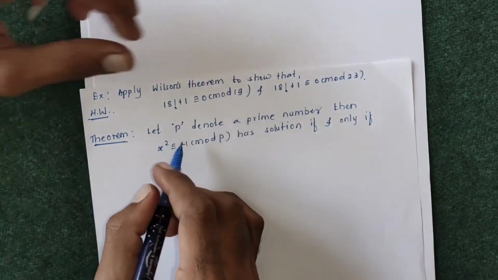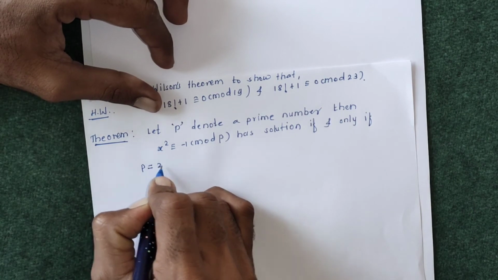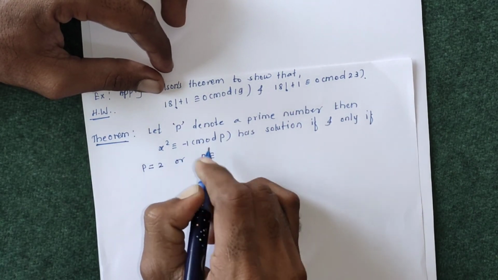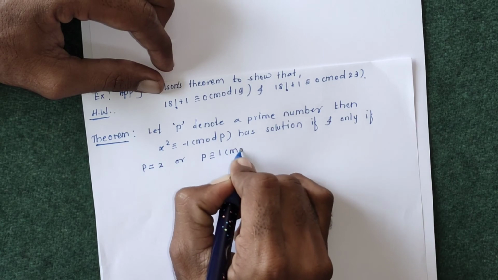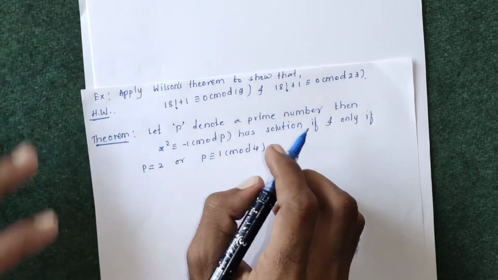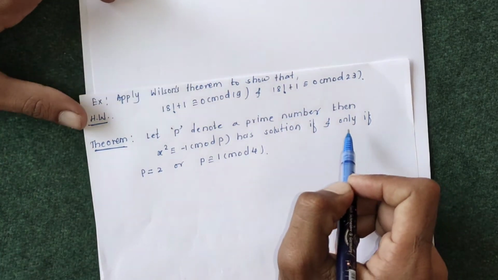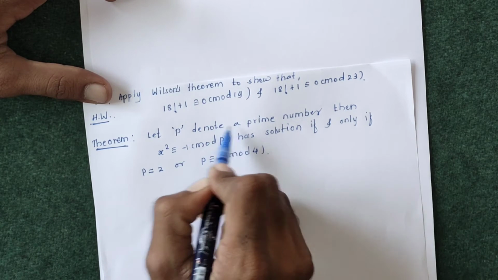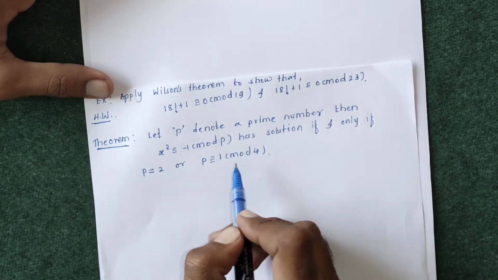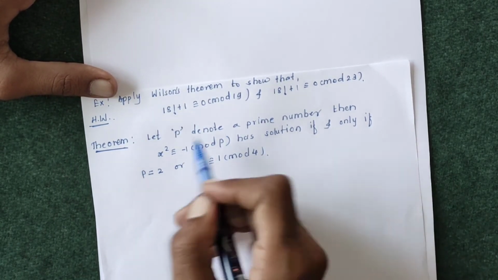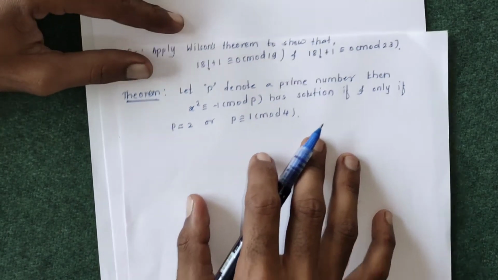p is equal to 2 or p is congruent to 1 mod 4. The statement of the theorem is: p denotes a prime number, then x square is congruent to minus 1 mod p has a solution if and only if p is equal to 2 or p is congruent to 1 mod 4. Here it is an if and only if condition. So first of all we are going to suppose this and prove this, and in the converse part we are going to suppose the second condition and prove x square is congruent to minus 1 mod p has a solution.